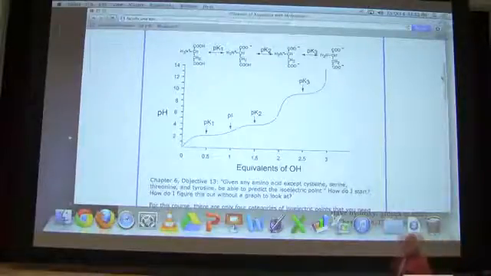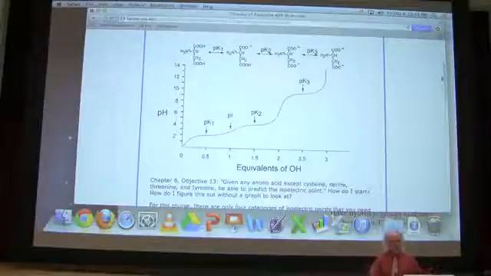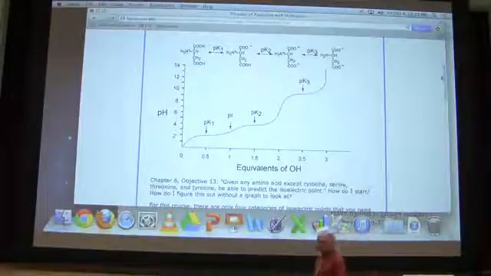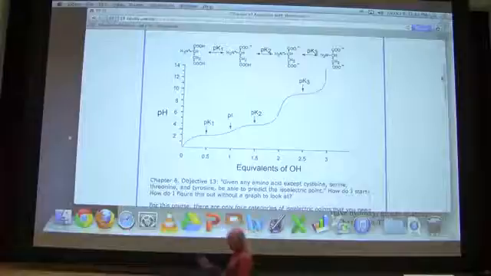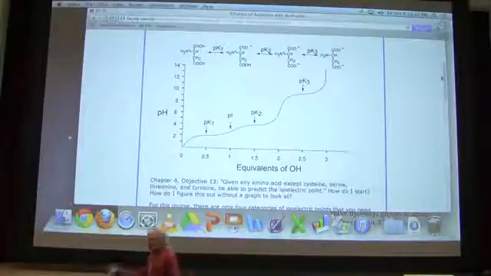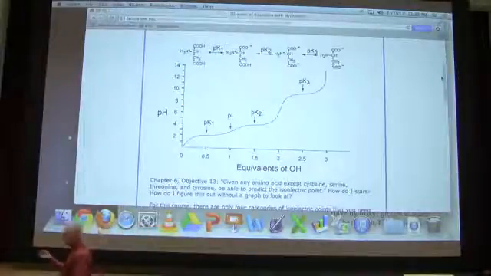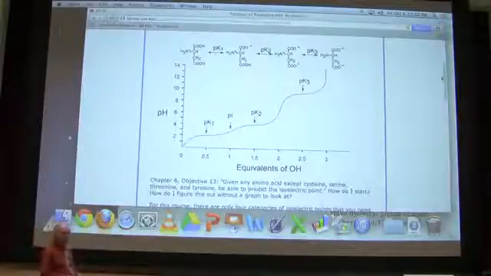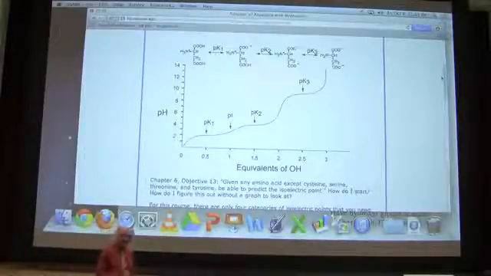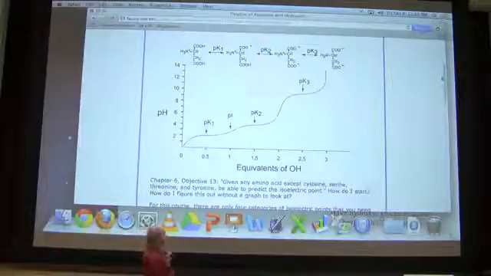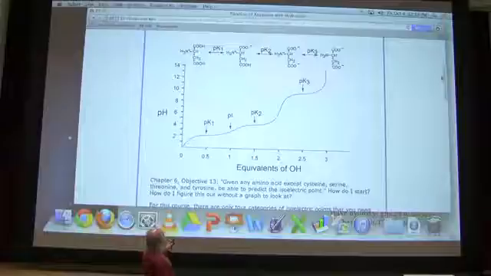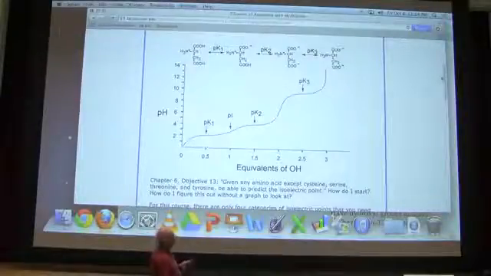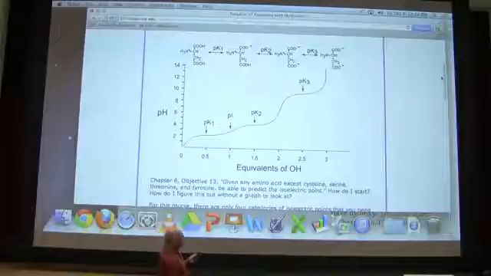These values are what we call maximum buffering capacity. Maximum buffering capacity will occur when pH equals pKa, which also is the same thing as when salt equals acid. We have three different salt-acid forms. One here that you see by this pKa value, one here between this pKa value, and one over here between these two.